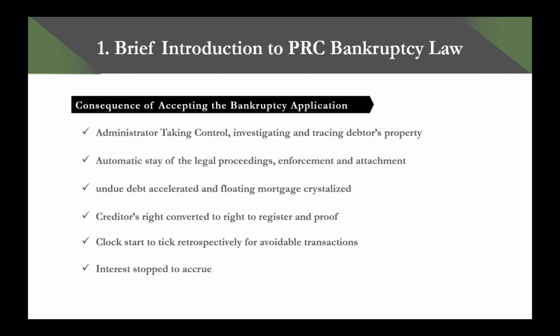So, after the court accepted the application, the administrator would take control of the company and make investigation into or trace debtor's property. There would be an automatic stay of the legal proceedings, enforcement, and attachment. Undue debt would be accelerated and floating mortgage would be crystallized. Creditor's right would be converted into the right to register and prove. And lastly, the clock would start to tick retrospectively for avoidable transactions. Of course, the interest would stop to accrue.